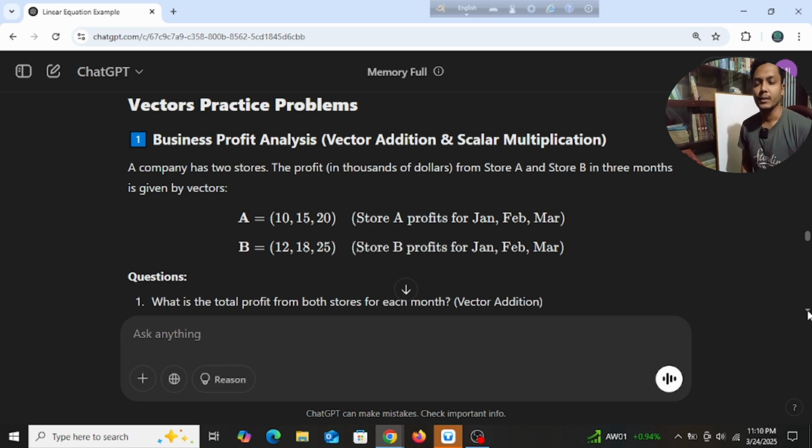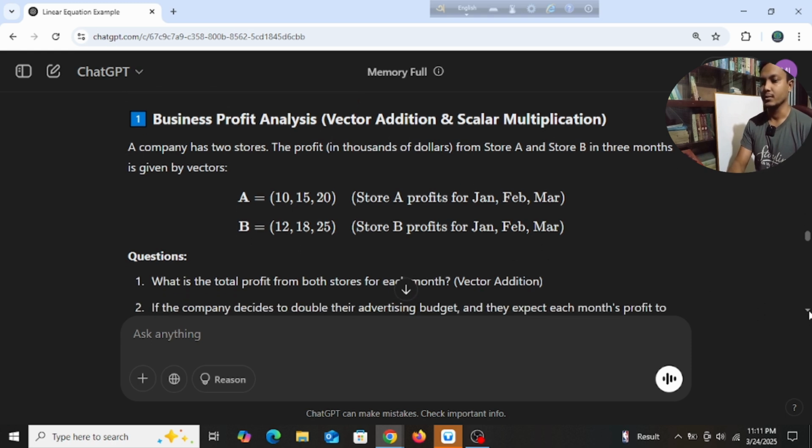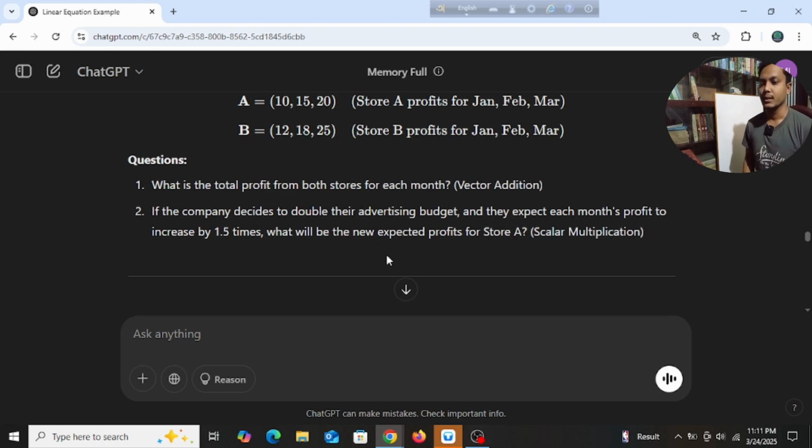Okay, everybody, now we will see some vector practice problems. Our first problem is business profit analysis. A company has two stores. The profit from store A and store B in 3 months is given by vectors. A: 10, 15, 20, store A profits for January, February, March. Store B: 12, 18, 25, store B profits for January, February, March. The question is, what is the total profit from both stores for each month?